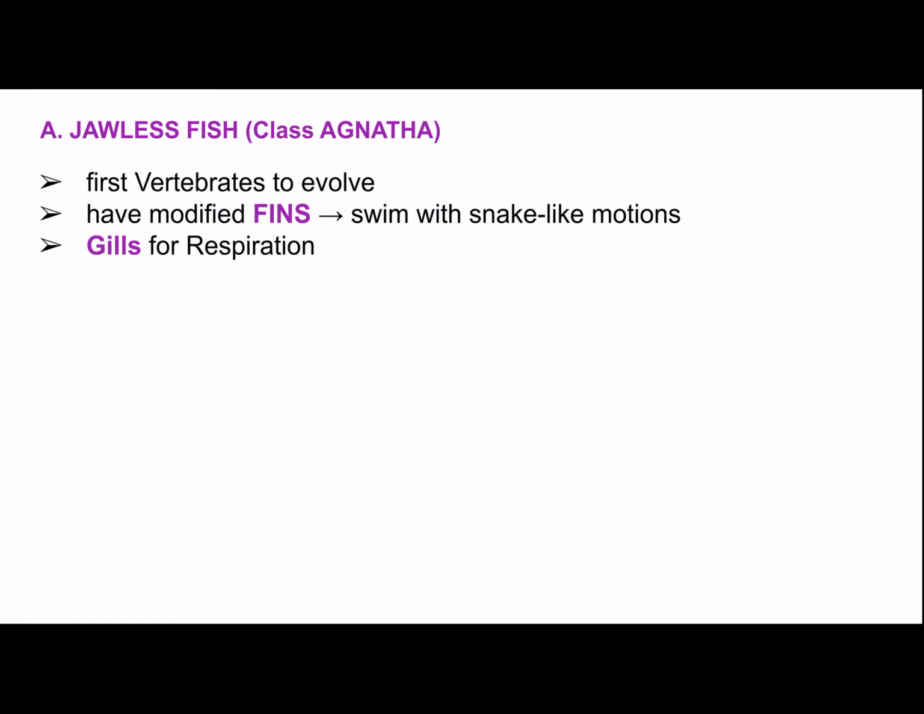They use gills for respiration, as do all fish. And their skeleton is made entirely of cartilage. I said vertebrates have endoskeletons that are composed of bone and/or cartilage. I said and/or because there are two classes of vertebrates that have endoskeletons completely made of cartilage, and this is one of them. Their cartilage does not harden into bone.